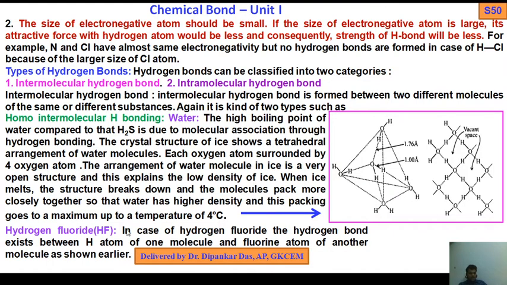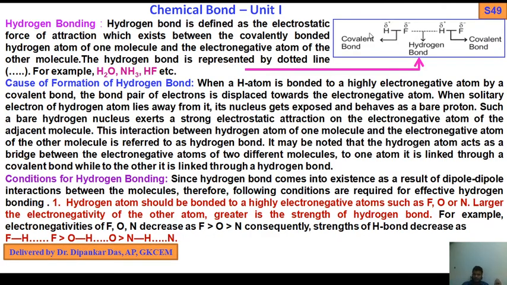Okay. Now hydrogen fluoride. I have already shown the formation of hydrogen bonding between two HF molecules, or HF and water, etc. In the case of hydrogen fluoride, the hydrogen bond exists between the hydrogen atom of one molecule and the fluorine atom of another molecule, as shown earlier. I have already discussed how a hydrogen bond is formed between two HF molecules, the same molecules.